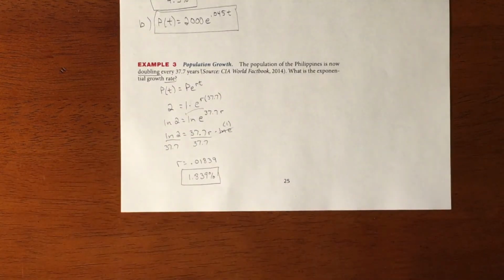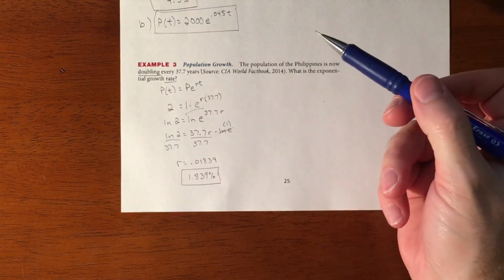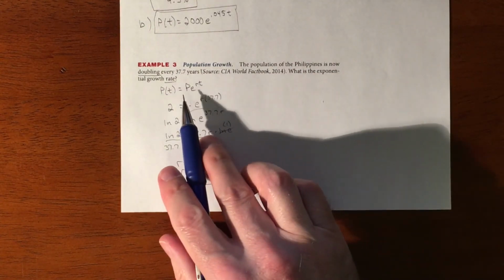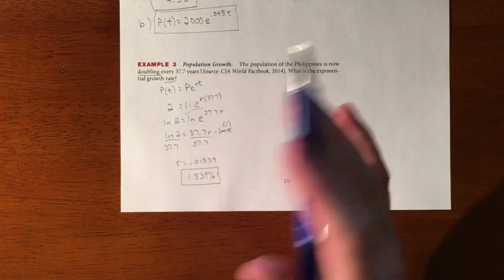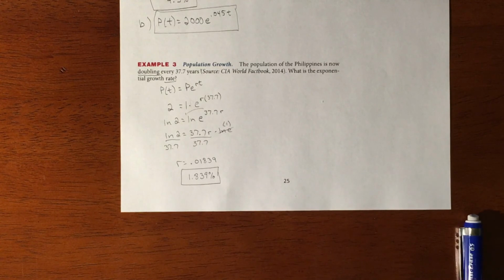All right, that was an example of exponential growth, but in this situation we were looking for the rate rather than a population or anything else. The tricky part was that they didn't give us an initial population. That's okay, we didn't need it. It said that it was doubling, so we can just set our equation equal to 2.